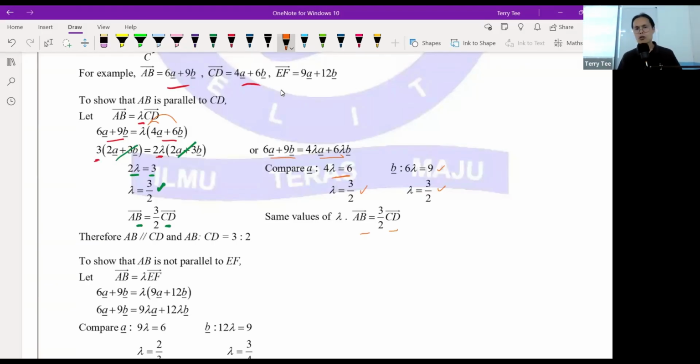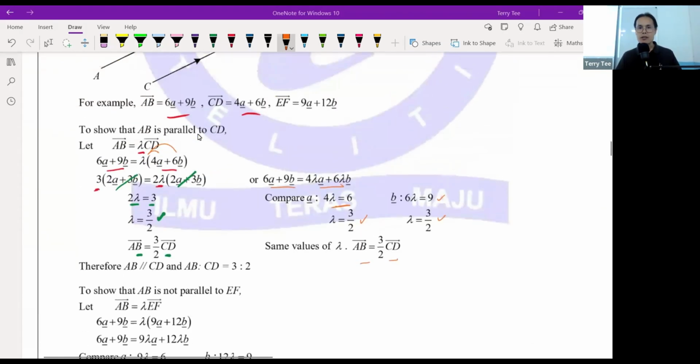Now, why is it important that you know the second method? Because sometimes it is not parallel. But it's a bit rare. So far in SPM, they rarely test you that they are not parallel. But in the event that they're not parallel, we cannot use the first method because you cannot factorize them anymore. Just like this one. Look at the EF.